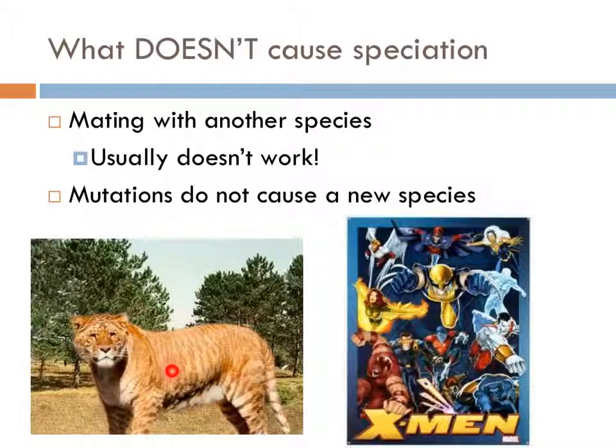And then finally, another one: mutations do not cause a new species. Right? We talked about how mutation can cause evolution, yeah, but you're not going to have some random mutation event, something living next to a nuclear power plant and all of a sudden turning into a new animal. That's just really not going to happen. So those are two things that do not cause changes in a species. Okay, so with that, we are all done with this set of notes.